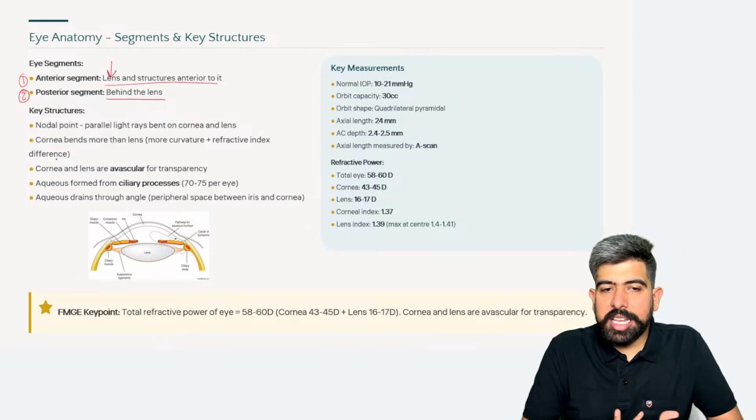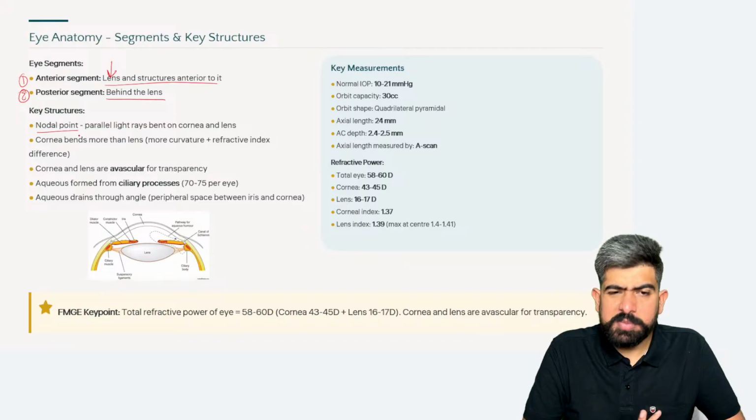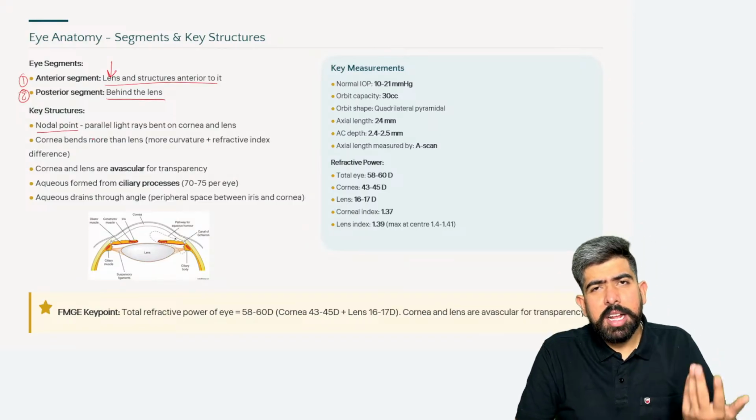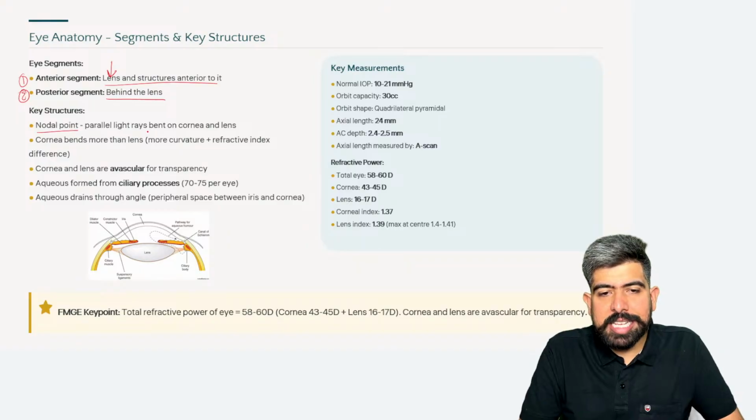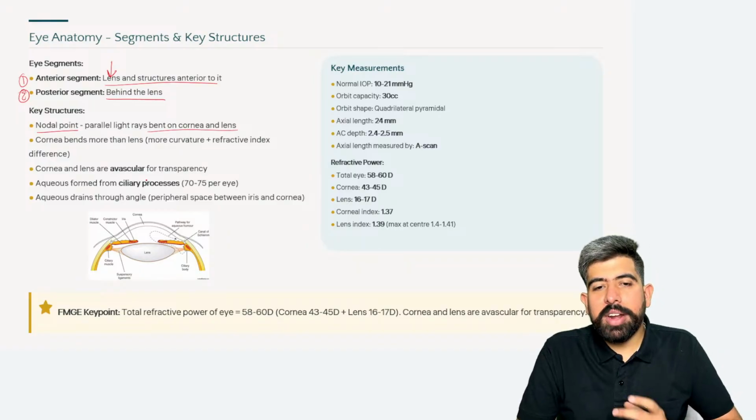Remember this. What are the key features? There is a nodal point. Already we're talking about this nodal point in the refraction also. The parallel light rays are bent by the cornea and the lens.